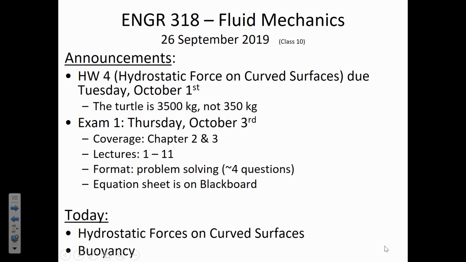Let's get started. For homework number 4, which is available right now on Blackboard, I wanted to clarify that the turtle is 3,500 kilograms. Big turtle. Really big turtle. So it's 3.5 metric tons, not 350 kilograms. I had to make the turtle bigger, otherwise the barrel that it's floating on wouldn't be submerged far enough. So I had to change that problem. So if you already printed out the assignment, add an extra 0 to how heavy the turtle is.